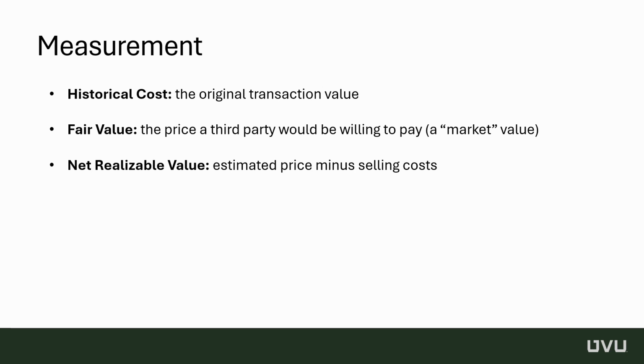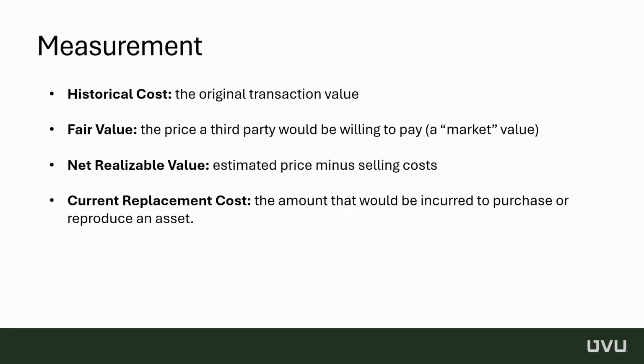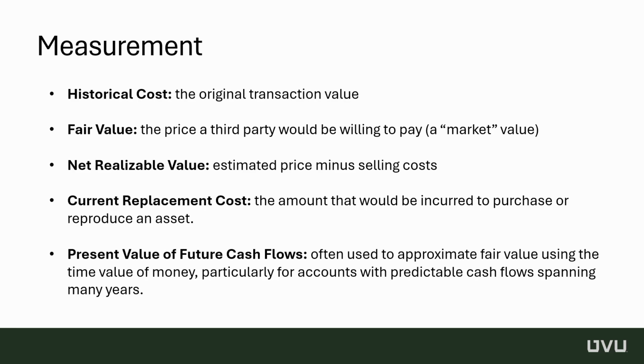The third is net realizable value. This is the estimated selling price of an asset reduced by the costs necessary to sell it. Very relevant with inventory accounting. The fourth is current replacement cost. This asks how much it would cost today to purchase or reproduce the asset. And finally, we have present value of future cash flows. This is often used to approximate fair value when we are dealing with predictable cash flows that occur over many years. That final measurement attribute is where we will now turn our attention.